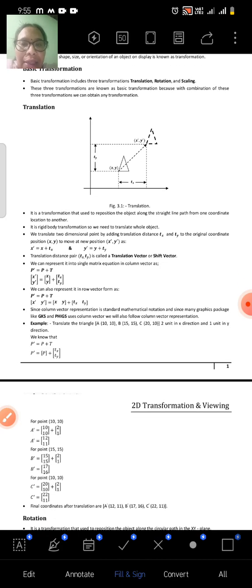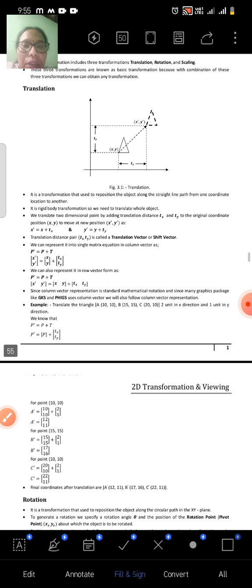Translation is used to reposition an object along a straight line path from one coordinate location to another coordinate location. Whether it is a triangle, rectangle or a line, any kind of object we can reposition from one coordinate location to another. In other words, it is a rigid body transformation, so we need to translate the whole object.